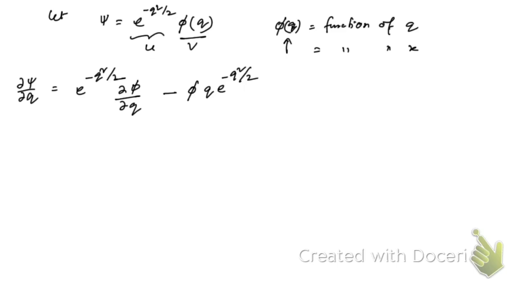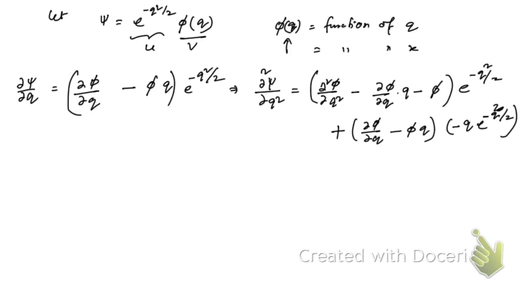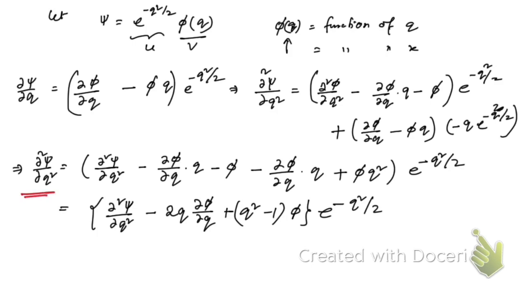So now you see, let's take common e to the power minus q square by 2. If you take this term common, then the result becomes of this form. Okay, so if you differentiate it again, if you find the second order derivative of psi with respect to q, then what you're gonna have? In that case, you consider this one as u, this one as v, then applying the product rule, you're gonna get this result if you differentiate it again. Now let's simplify this. So this is what we have got: second order derivative of psi with respect to q. This is what we have got after simplification, right?